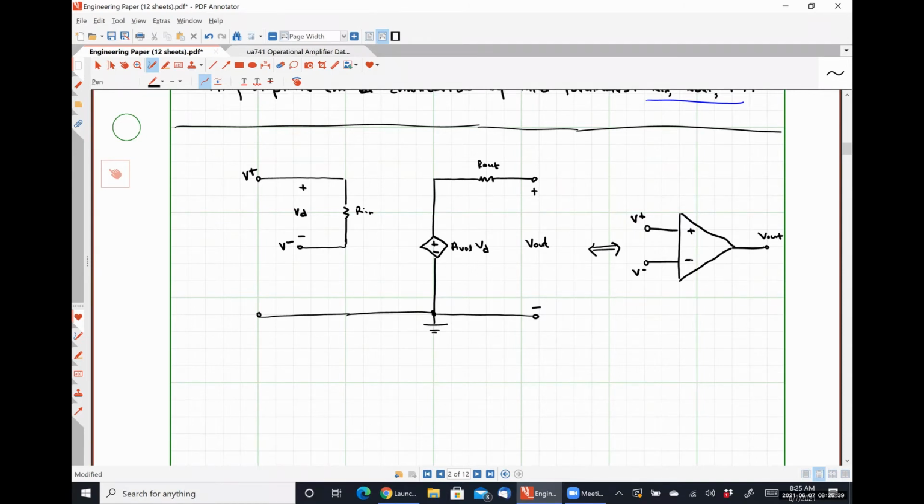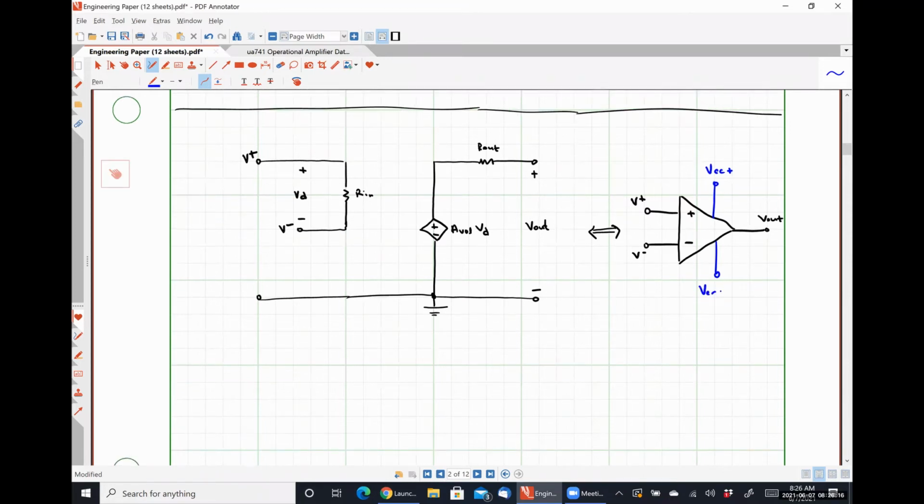Before we move on here, I'm going to introduce something else that we effectively ignored in circuits 1. And I'm going to explicitly draw here power supply terminals, okay? So I'm going to call this one VCC plus, representing where we connect our positive power supply voltage. And down here would be VCC minus, which is our negative power supply voltage.